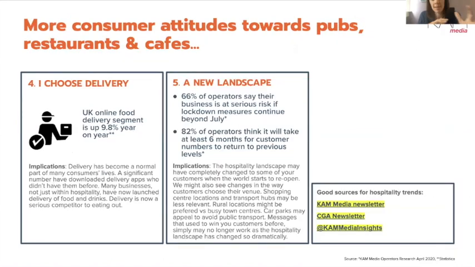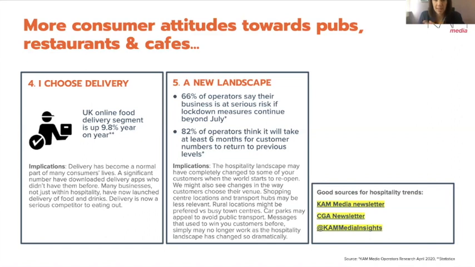Number 4, this links to the previous one, I choose delivery. The UK online food delivery segment is up 9.8% year on year. Delivery has become a normal part of many consumers' lives. Again, different age ranges are buying into it. A significant number have downloaded new delivery apps, which they didn't have before, meaning they are just more likely to use them. And there are also new businesses, new industries that have started food and drink delivery.